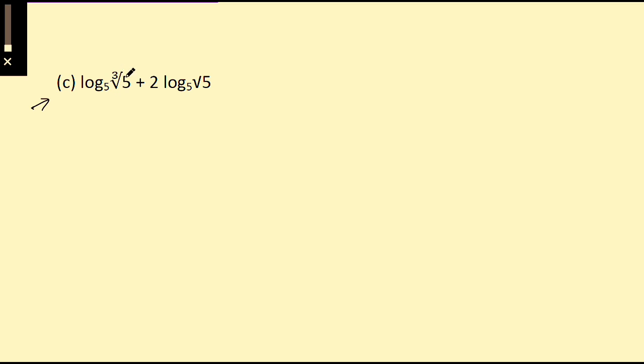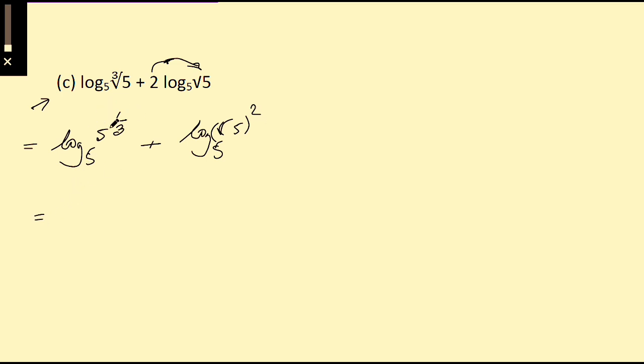Here question C, we have log cube root 5 to the base of 5 plus 2 times log root 5 to the base of 5. So first we should remove the coefficient of log, then it will go to the power of the argument. So instead of cube root 5 we can write 5 to the power 1 over 3, and we have to remove this 2, then it will go to the power of the argument, it will be root 5 squared.